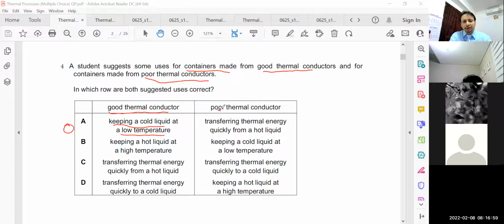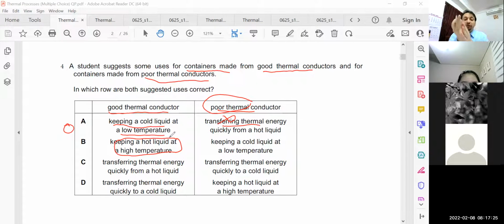And poor thermal conductor, this side, transferring thermal energy, children. If it is a poor thermal conductor, then it couldn't transfer thermal energy. So that's why I can remove the option A. And again, if I move to the option B, keeping a hot liquid at a high temperature, it's not possible. That's not the role of a good thermal conductor.